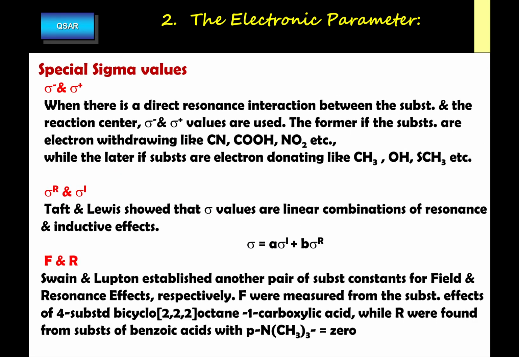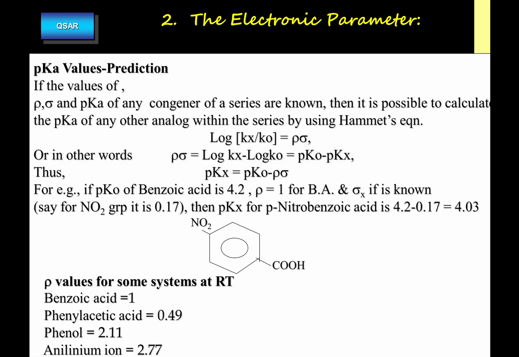There are special sigma values for electron withdrawing and donating substituents, sigma minus and sigma plus, also for resonance and inductive effects. For resonance and field effects, there are also Swain-Lupton constants. pK can also be calculated by the additivity principle if you know the sigma values. Only difference is pi was added. Here sigma is to be subtracted.